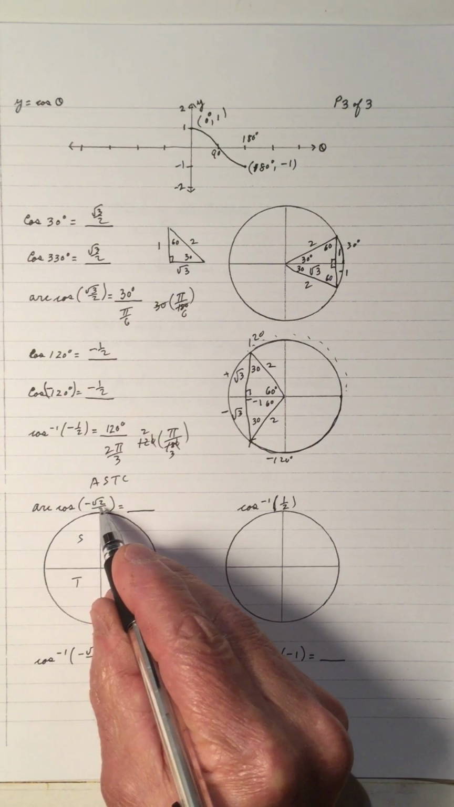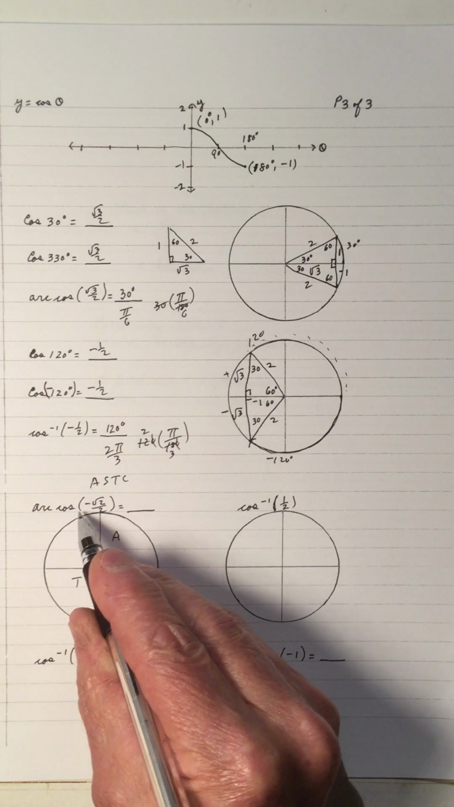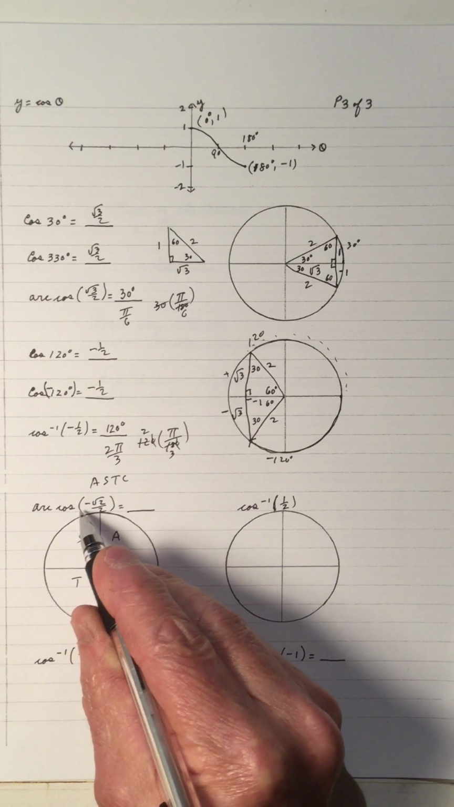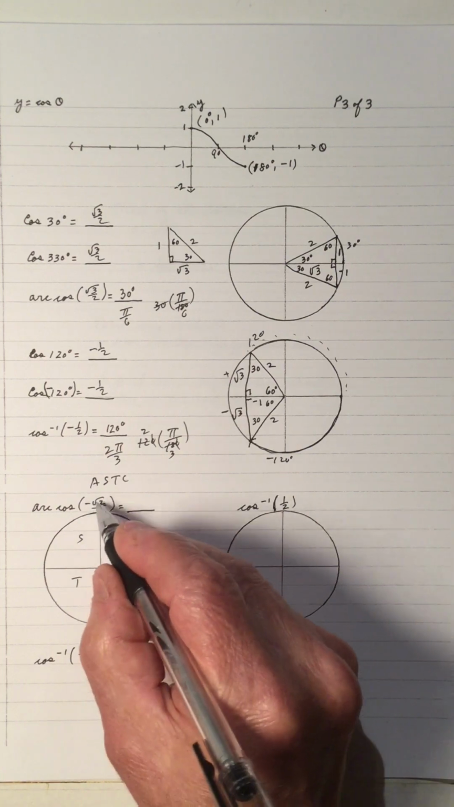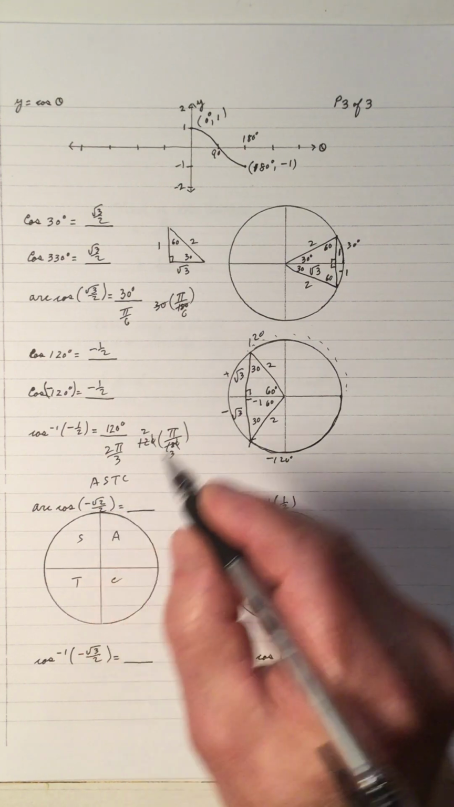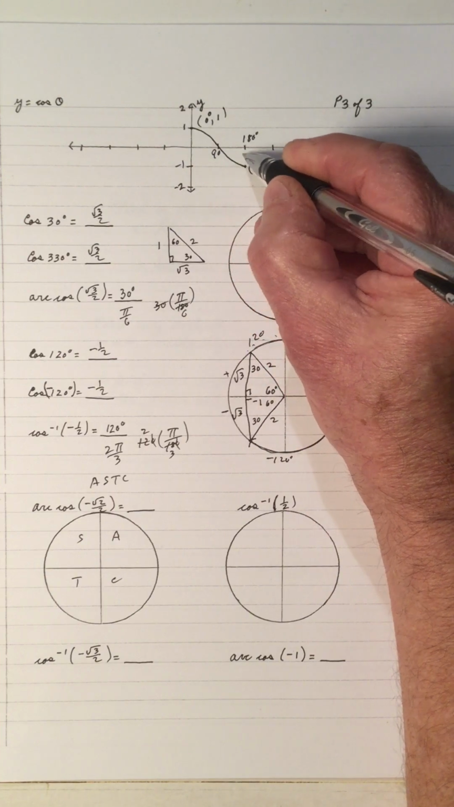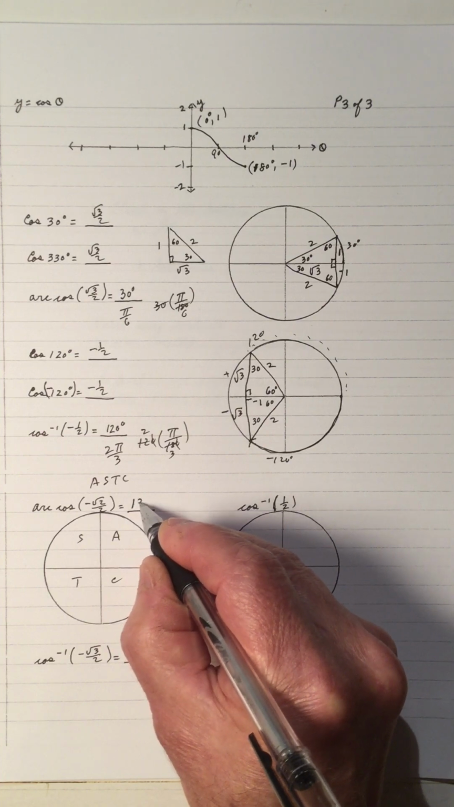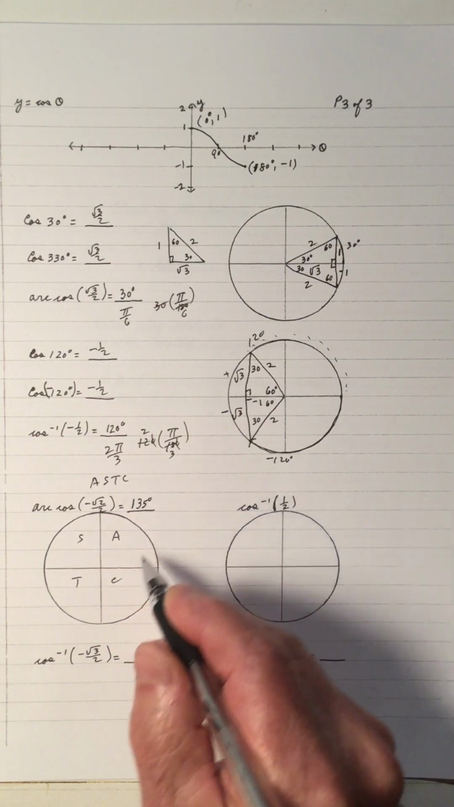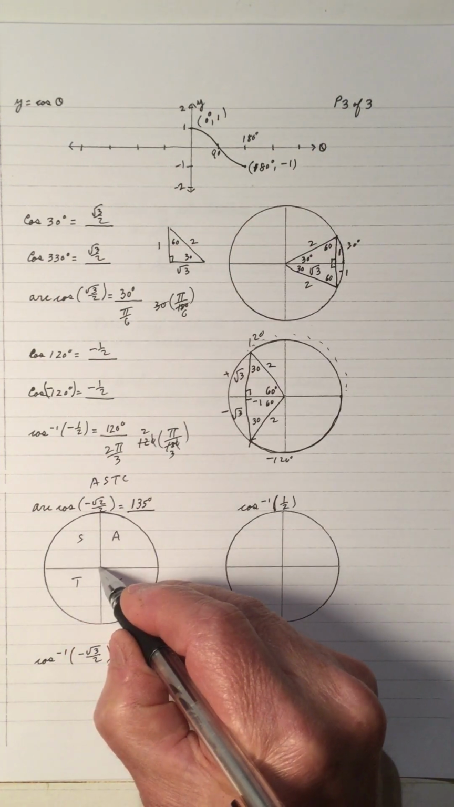But we got a negative root 2 over 2, and that's for the 45 right triangle. So do I need to plot them? I know it's a 45 degree angle. But because it's negative, it has to be between 90 and 180. So that means it has to be 135 degrees. Between 90 and 180, you have to be in the second quadrant.